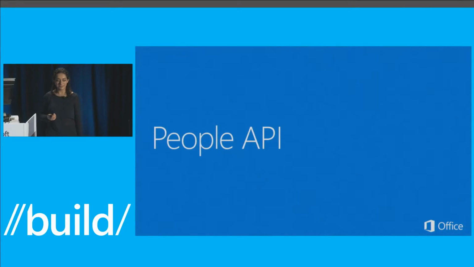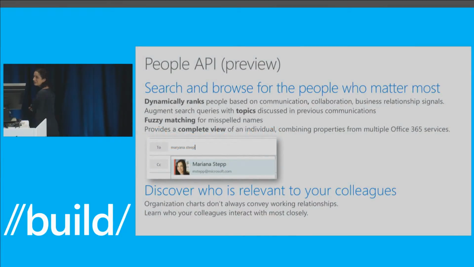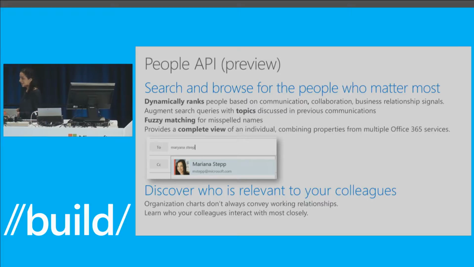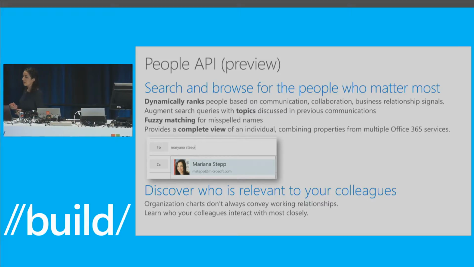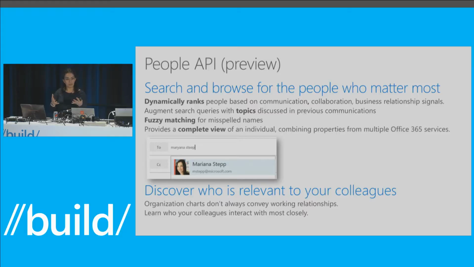Now, People API. People API is an API that allows you to search and browse for relevant people. It uses the source of Azure Active Directory, your contacts in Outlook, and if you have social connections through Outlook, then it brings them as well. So for example, I have my LinkedIn connected with Outlook. So when I go to the People API, I get results from LinkedIn as well.